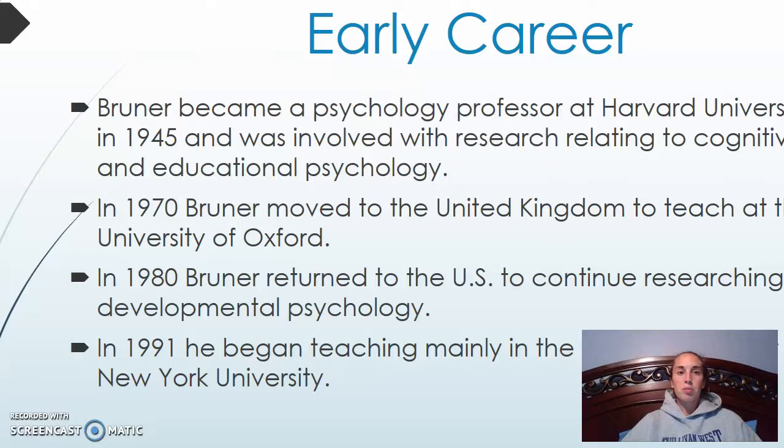In his early career, Bruner became a psychology professor at Harvard University and was involved with research relating to cognitive and educational psychology. In 1970, Bruner moved to the United Kingdom to teach at the University of Oxford. 10 years later, in 1980, Bruner returned to the United States to continue researching developmental psychology. In 1991, he began teaching in the School of Law at New York University.